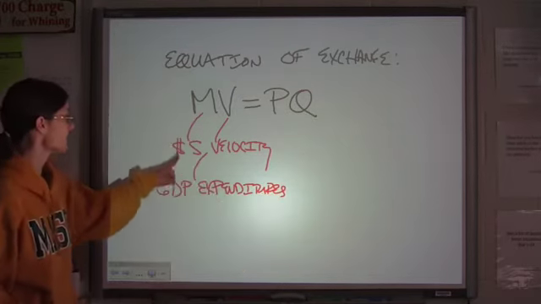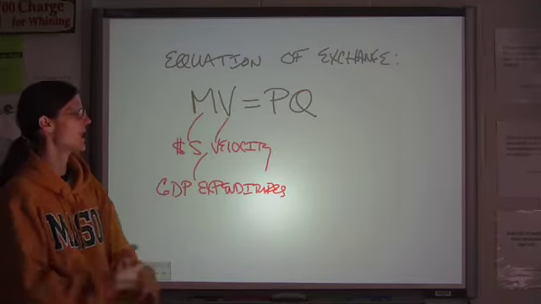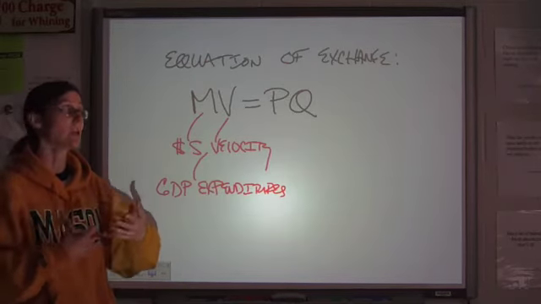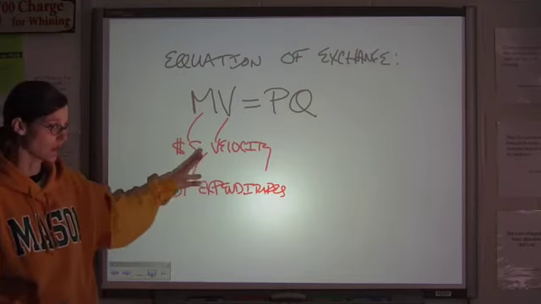Because that tells us money that's available, how fast it's moving, what's making it move, transactions. And that's money that's being spent. So that's the left side of the equation.